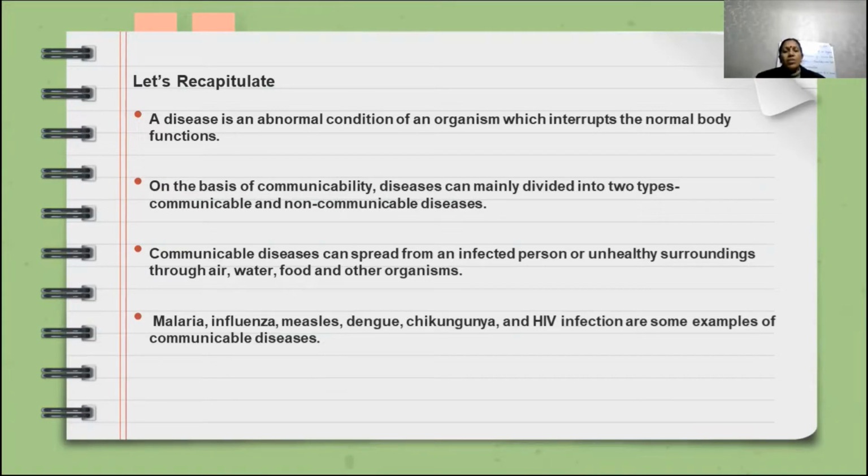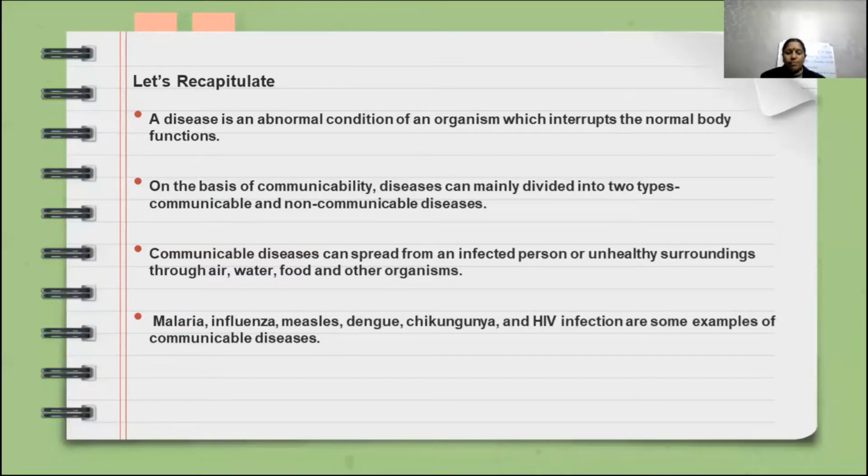Different examples of communicable diseases are malaria, influenza, measles, dengue, chikungunya, and HIV. These all come in the category of communicable diseases. That means these diseases can spread from an infected person to a healthy person. This infection happens through unhealthy surroundings, and the different modes of transference are also mentioned in the chapter.